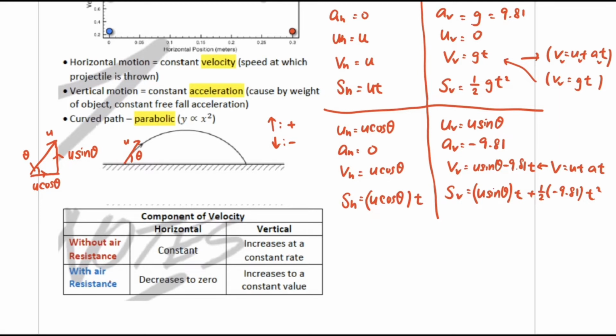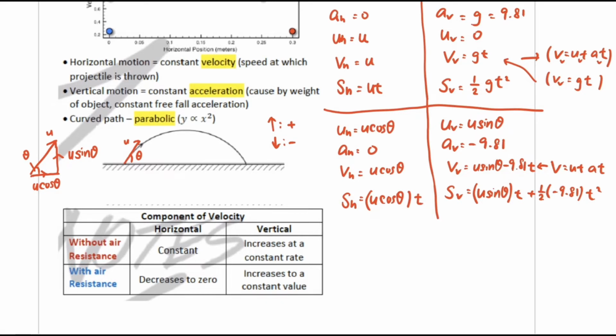With air resistance, the air resistance basically will be the force that acts opposing the motion. So it will slow down the object. The horizontal velocity decreases to zero because of the air resistance. So that means initially it is u, and at the end, it will keep moving slower and slower to zero.